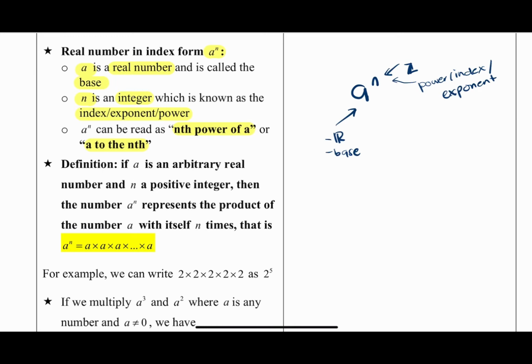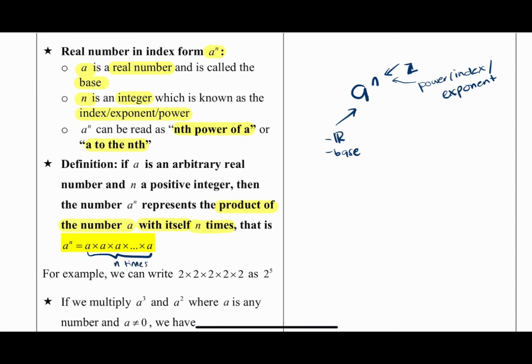Kemudian kita ada definition dekat sini. If A is an arbitrary real number and N a positive integer, then the number A to the power of N represent the product of the number A with itself N times. Maksudnya A to the power of N ni sebenarnya dia adalah produk kepada number A dengan dirinya sebanyak N kali. That is, A to the power of N sama juga dengan A times A times A times A up to N times.